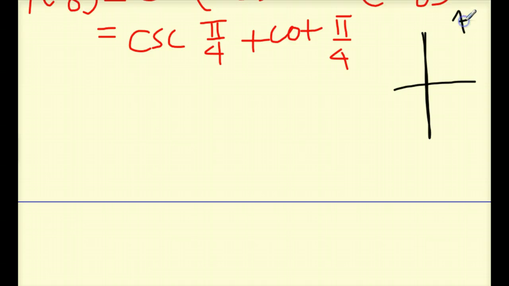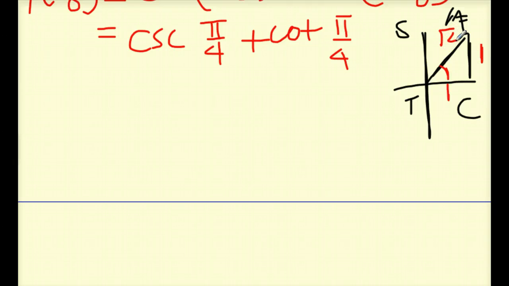If I do all students take calculus, pi over 4 is in this quadrant, right? So I'm going to make my little triangle. Since I am in A, that means all my answers have to be positive. And if I take a look at this, here's my angle of 45 degrees, or pi over 4. And if you remember your common triangles, I know this is a 1, this is a 1, and this is square root of 2. So that's a 2 right there.